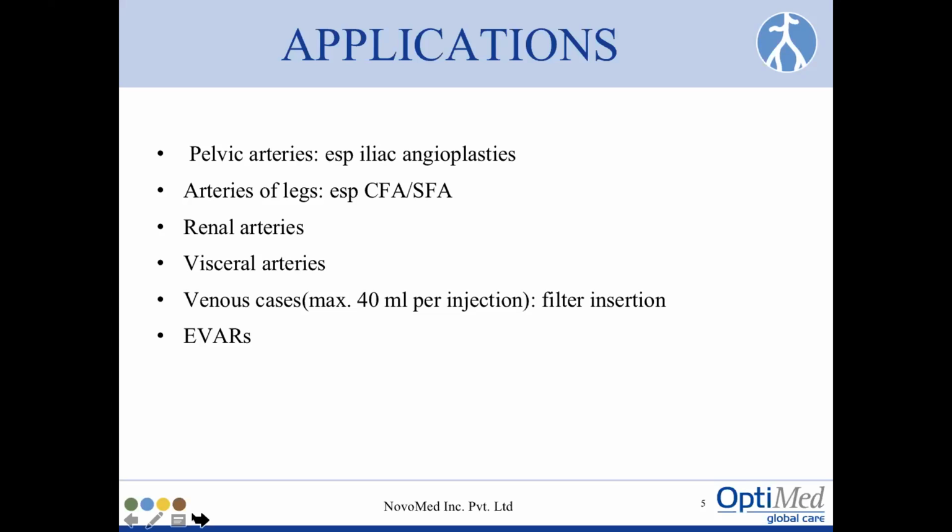IVC filters, some of our patients are CKD, and when they need filters, we sometimes use a carbon dioxide IVC gram to locate the renals and basically insert the filter. And of course, there's a large group that is routinely doing EVARs for AAAs using carbon dioxide. So these are the basic applications which are currently in use for carbon dioxide angios.